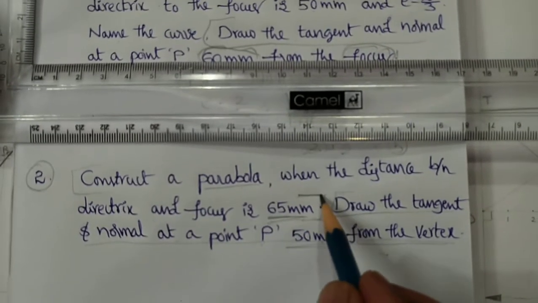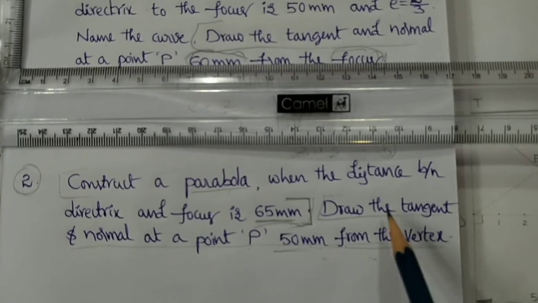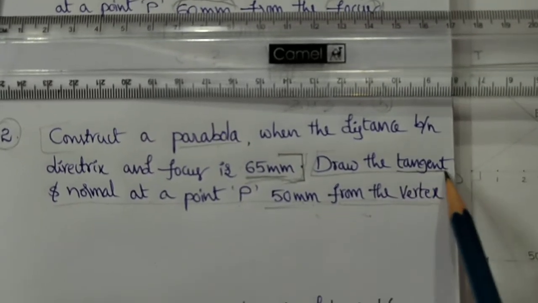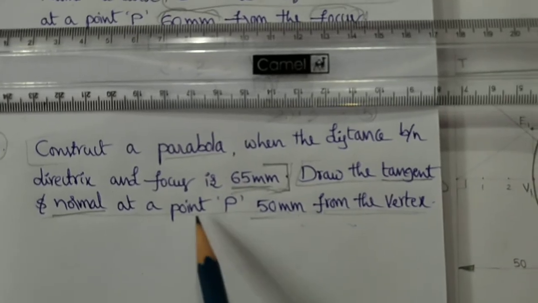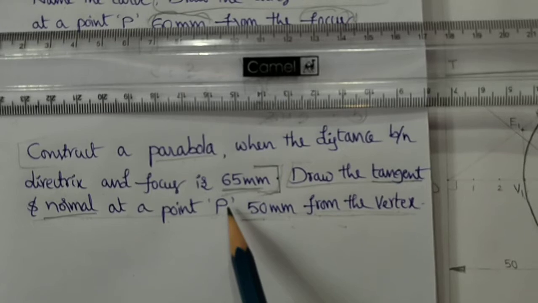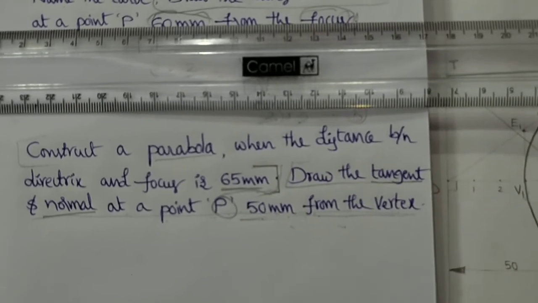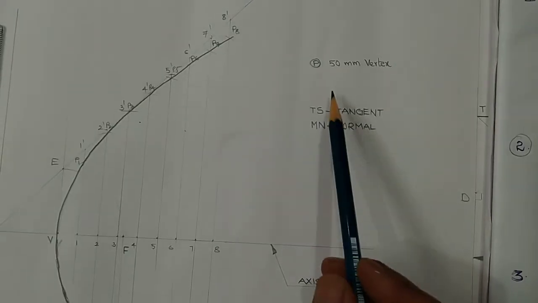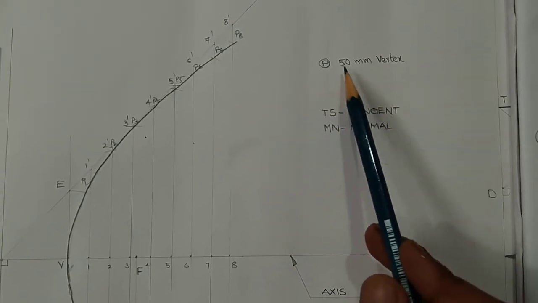Yes, up to this particular step, the construction of the parabola is over. And next step, we should construct the tangent and normal, and for that purpose we have the condition: at a point P 50 mm from the vertex. So we should mark this particular point 50 mm away from the vertex. This is the condition for constructing the tangent and normal.